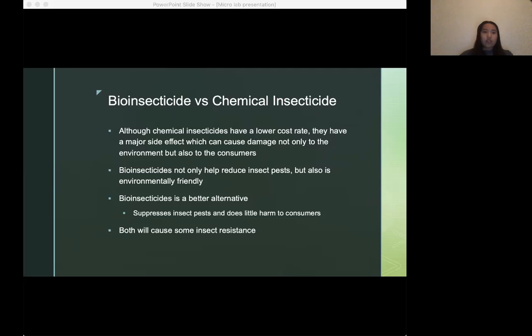rather than chemical insecticides. It is always important to put our environment and human population as our number one priority, and it starts with food production industries. So using bioinsecticides would be more safe and sound for these things.